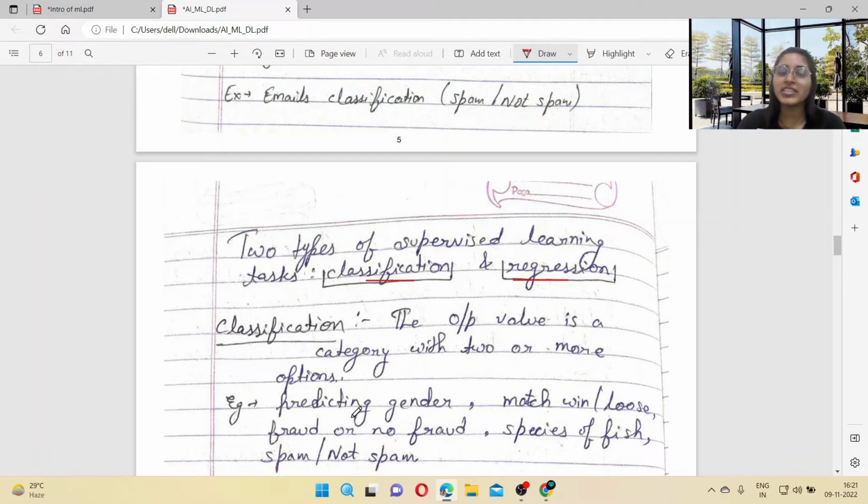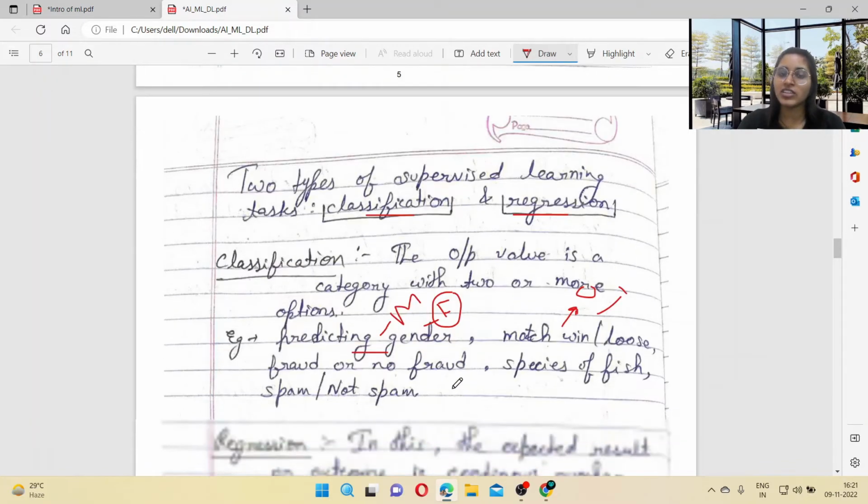Predicting gender, whether it is male or female, is a classification problem because we have two categories. Like match win: nowadays the World Cup is here, so we are going to predict whether our country wins or loses, 0 or 1. So this is a classification problem.